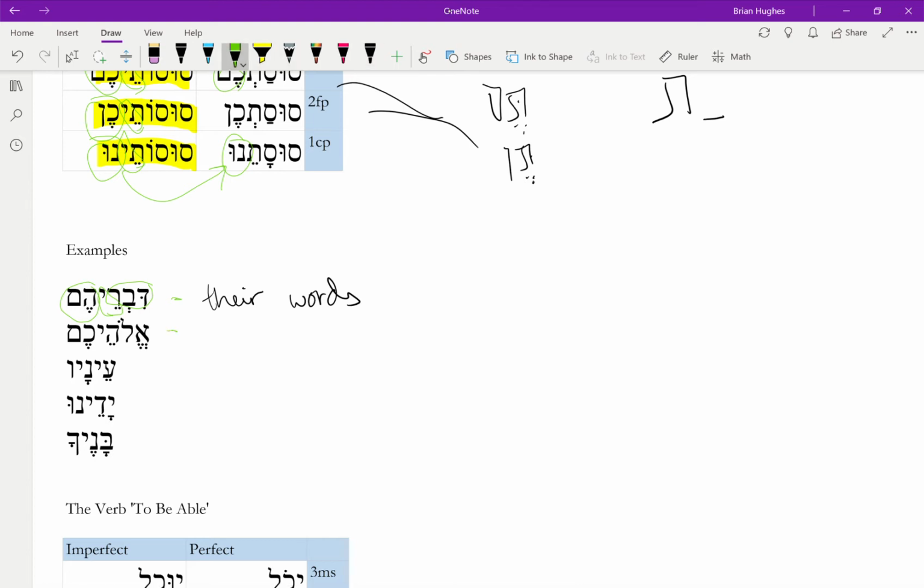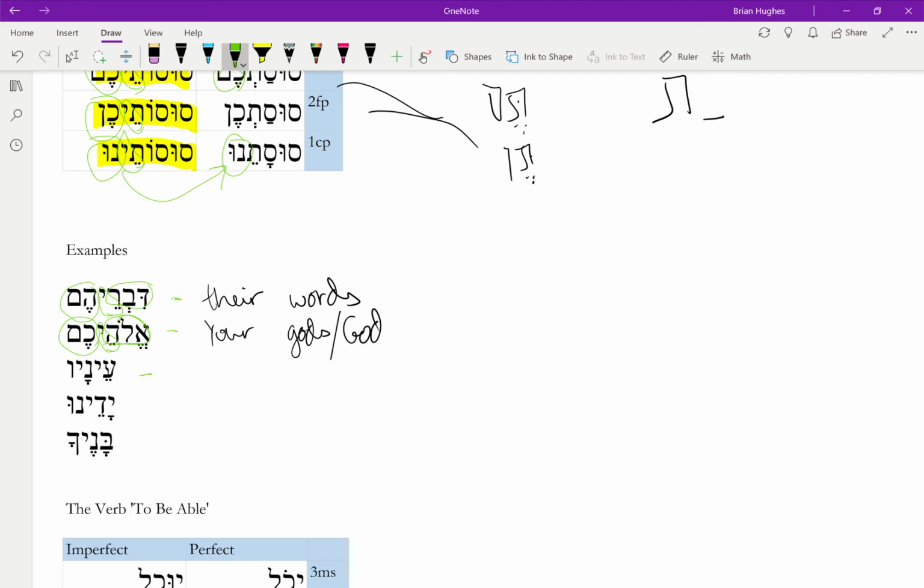Elohechem. So we've got Elohim here, and then we've got the tsere yod, and the hem is our 2nd masculine plural. So this would be your God or your gods. So Elohechem is very, very often used for the Lord your God, those kind of constructions.